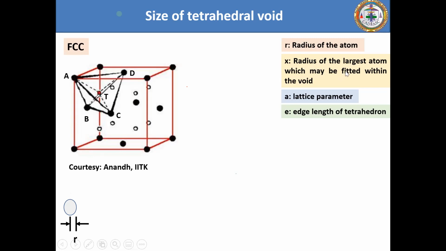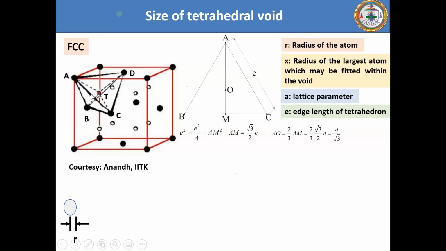X is nothing but what? Radius of the largest atom, same thing, which can be fitted within the void, because you have to visualize something. Otherwise, you can't calculate. A is nothing but lattice parameter. E is the edge length of the tetrahedron. Now, this might be complicated, because I can show you this.